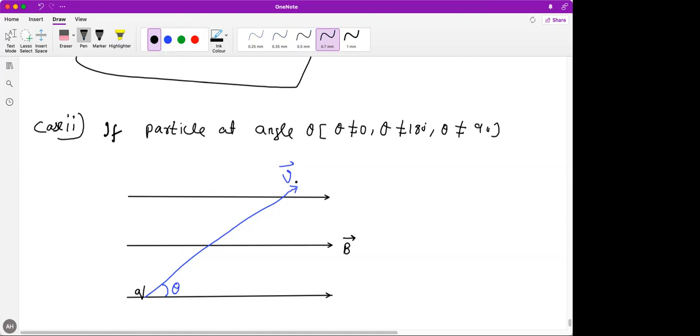So what we can do is take two components of velocity. One is parallel to the magnetic field, and another is perpendicular to the magnetic field.